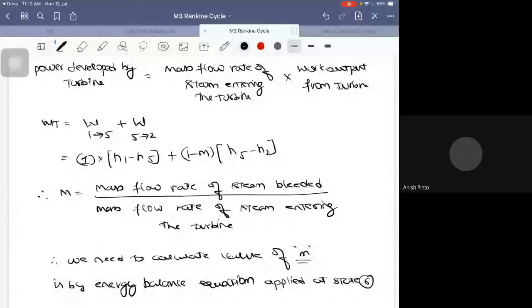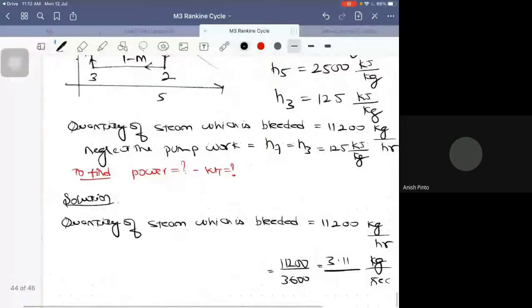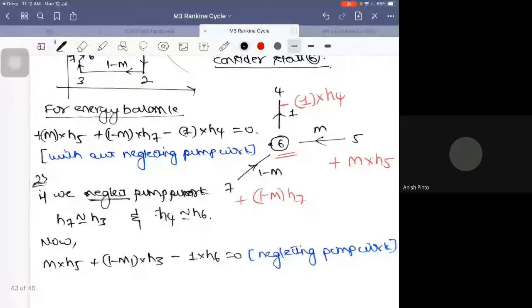It is the energy balance equation, not PV equals mRT. This particular equation which I have taught you. There only m would be unknown. You know all the other values. Since we neglect the pump work, you know the value of x3 also. Will you calculate it in the next class?